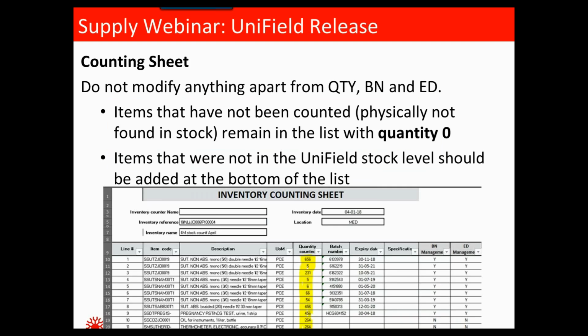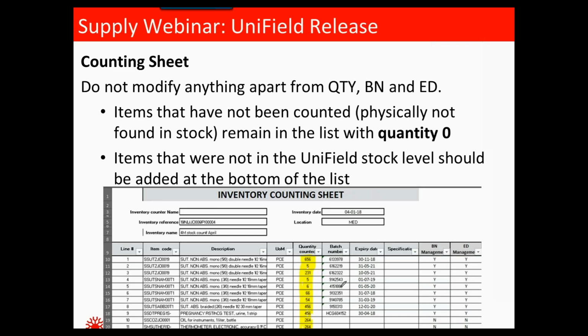Do not modify anything in the counting sheet apart from your quantity, batch number, and expiry date. If you do realize that item 1, these sutures of 656, are actually not there, don't delete it from the list. If you see that this first item is not existing in your warehouse, what you need to do is to come here and say, I'm going to put the quantity as 0. I hope that's clear. Do not delete a line. Do not manipulate anything apart from the quantity, batch number, and the expiry date.